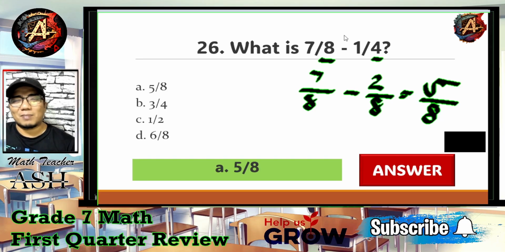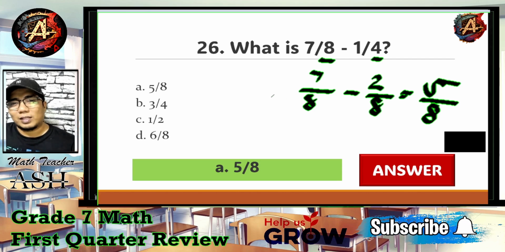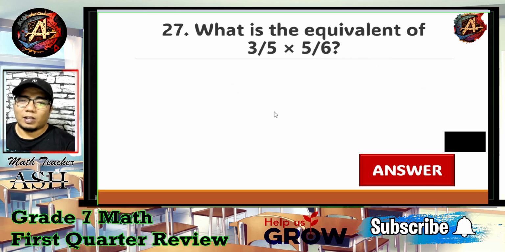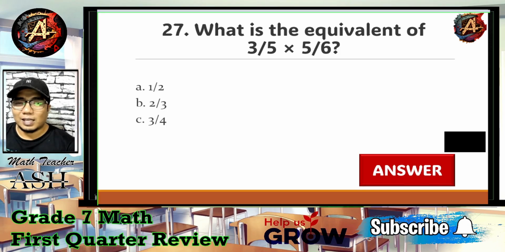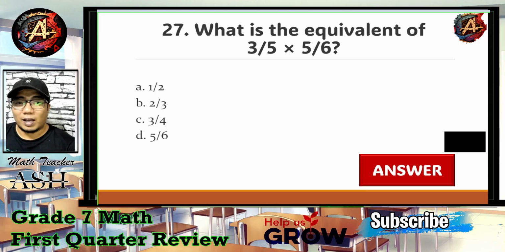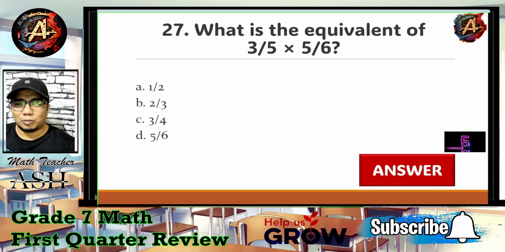All right, my dear math learners, I hope you got that one. Now let us go to question number 27. What is the equivalent of 3/5 times 5 over 6? Is it A, 1/2, B, 2/3, C, 3/4, or D, 5 over 6? I'll give you 5 seconds to think about your answer.